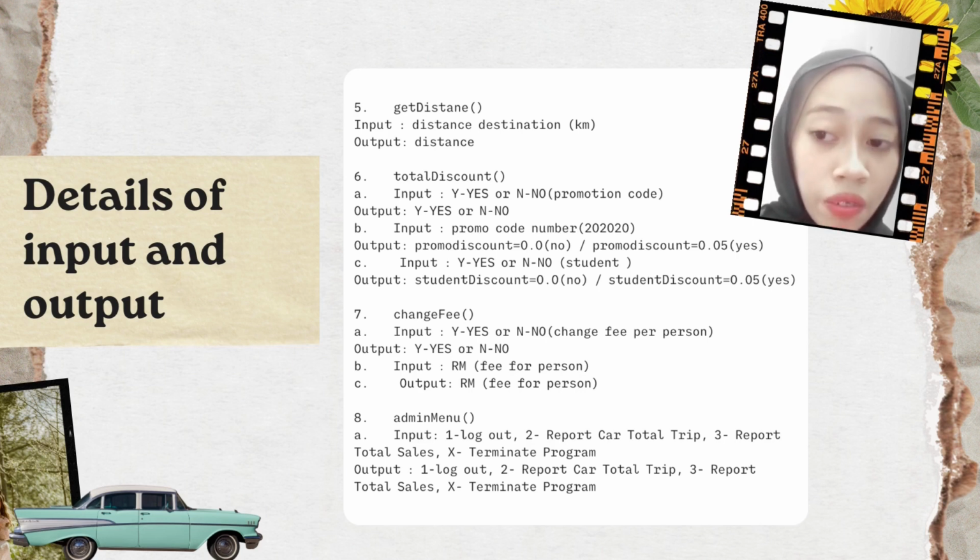Last but not least, the function admin menu. The input is 1, logout; 2, report car total trip; 3, report total sales; and X to terminate the program. The output is 1 for logout, 2 report car total trip, 3 report total sales, and X to terminate the program.